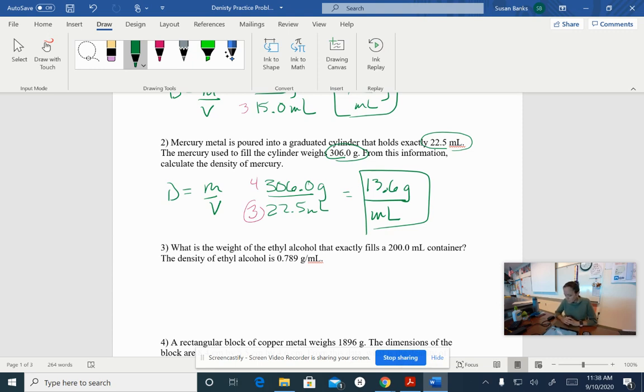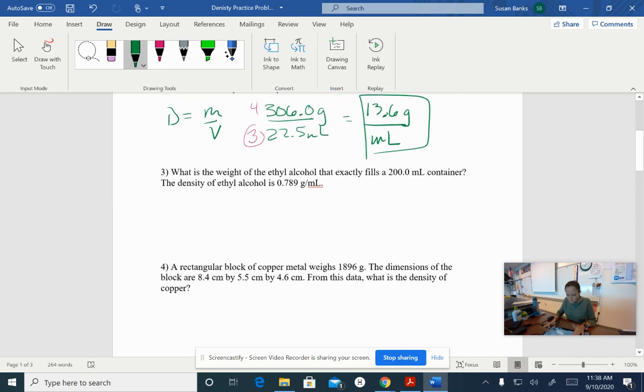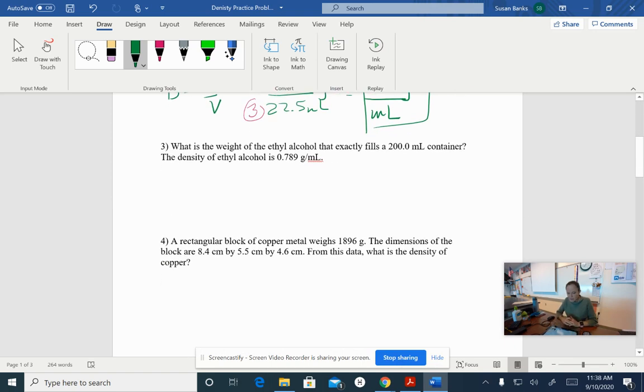Okay, so let's go on to number 3. What is the weight of ethyl alcohol that fills exactly a 200 ml container? The density of ethyl alcohol is 0.789 grams per ml. So this is where we're actually going to have to use our unit analysis to get at it, because we're not going to just be able to put a mass or a volume. I'm given a volume, but I'm not given a mass. So I'm going to use the density that I'm given to create a value for a mass.